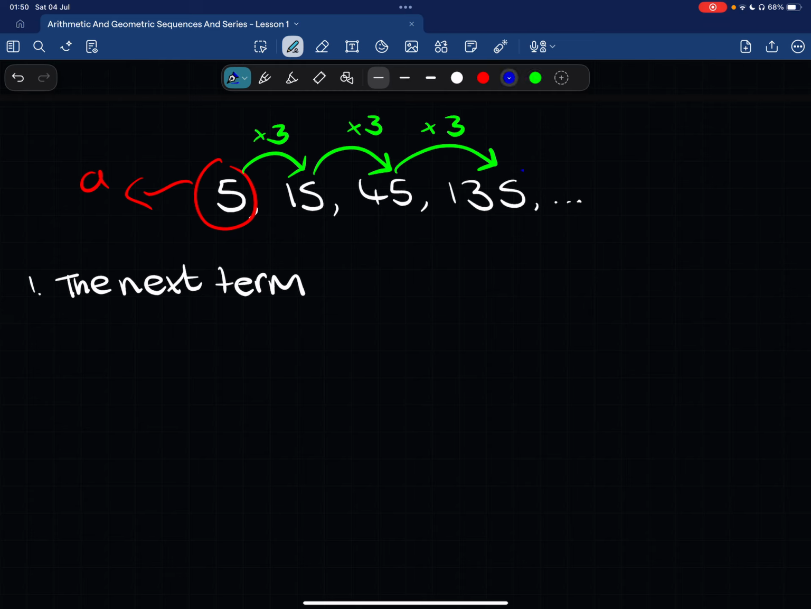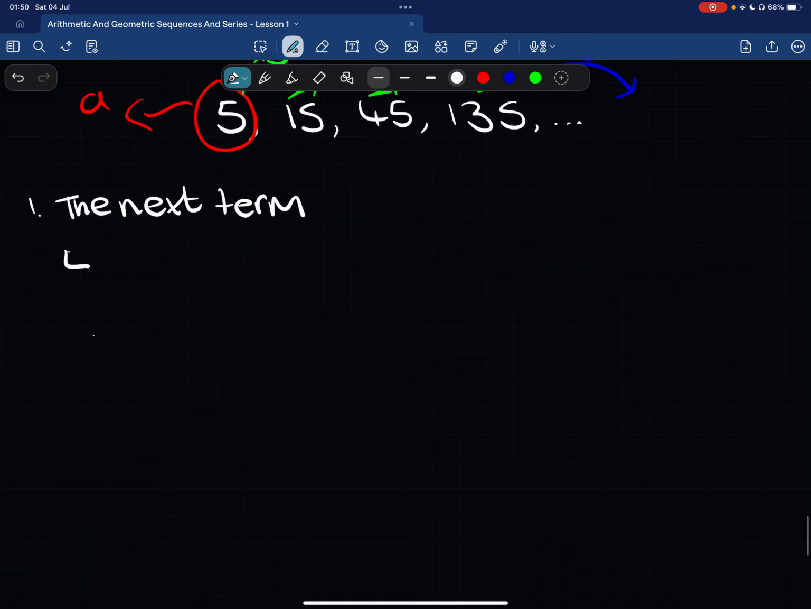So to find the next term, all we have to do is once again multiply 135 by 3, which is very simple. That's 135 times 3, which is equal to 405.